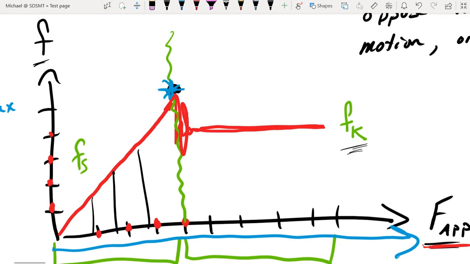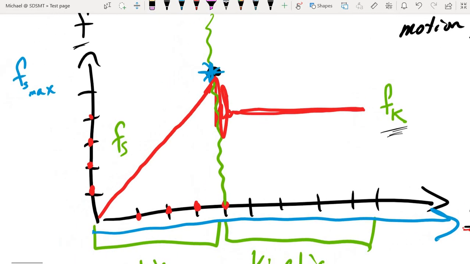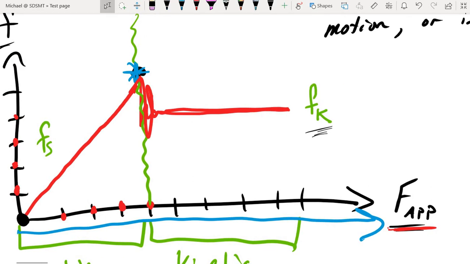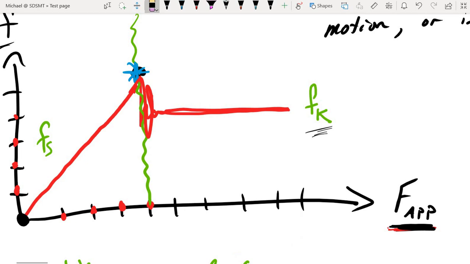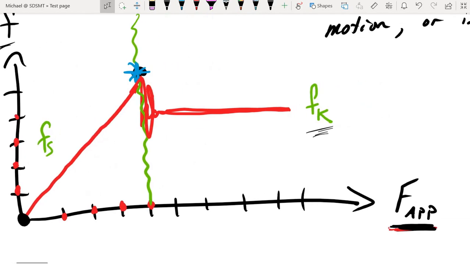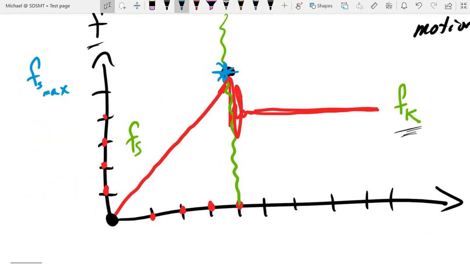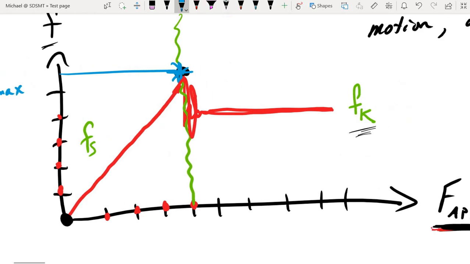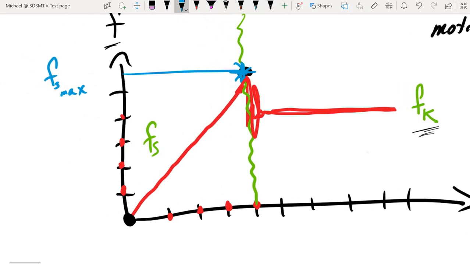All right, so we're going to start off at zero applied force. This was our applied force down on the horizontal axis. So we start off with 0 applied force, which means we have 0 static friction. And then we slowly increase our applied force until we get up to that maximum static friction. Then we reach that breaking point and we drop down to our kinetic friction.